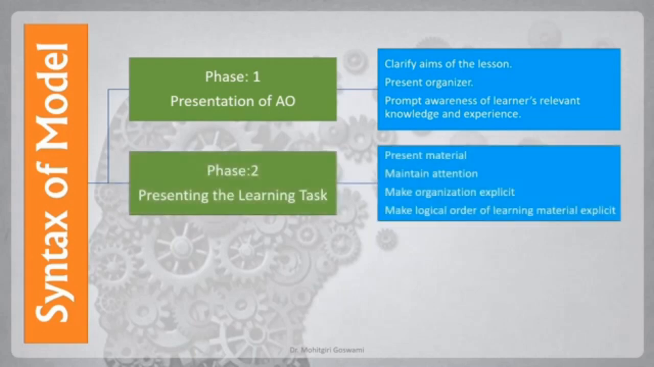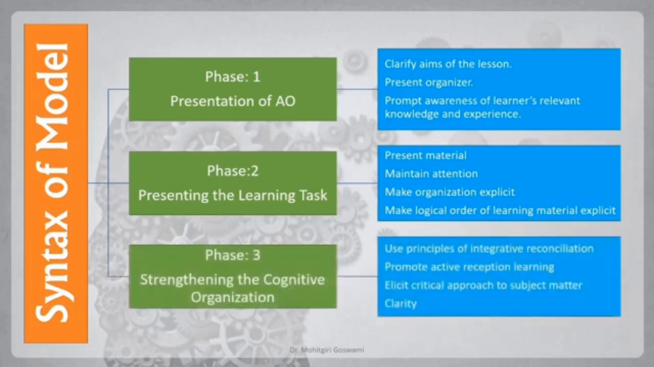Then phase 2 is presenting the learning task. After presentation of the advanced organizer, the teacher will try to connect the learning task to the advanced organizer content. Here, the teacher will present the material. He will try to maintain attention of the students. He will then make the organization explicit and make the logical order of the learning material explicit.